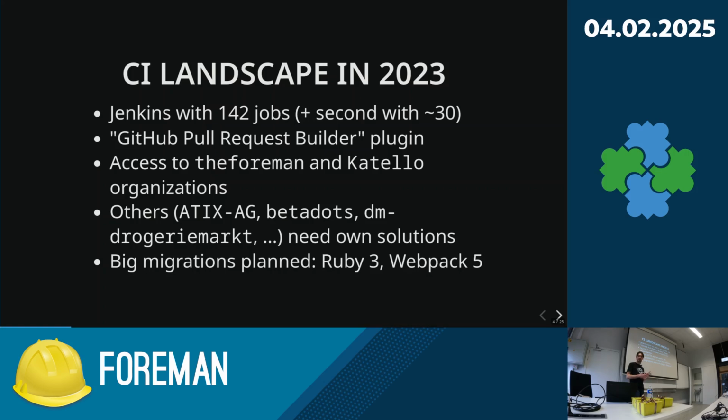Other problems: we only gave access to people who were in the Foreman organization or in the Katello organization on GitHub. But others, like ATIX, have their own repositories. Beta.dots has something, and their DM has their plugins, and they couldn't really use our tooling, and that was not great. And we had some big migration plans at that point. We were going to upgrade to Ruby 3, Webpack 5, these big changes. So we had a motivation to actually improve the whole ecosystem. And I don't know how many people here have used Jenkins in the past, but it had some issues with that.